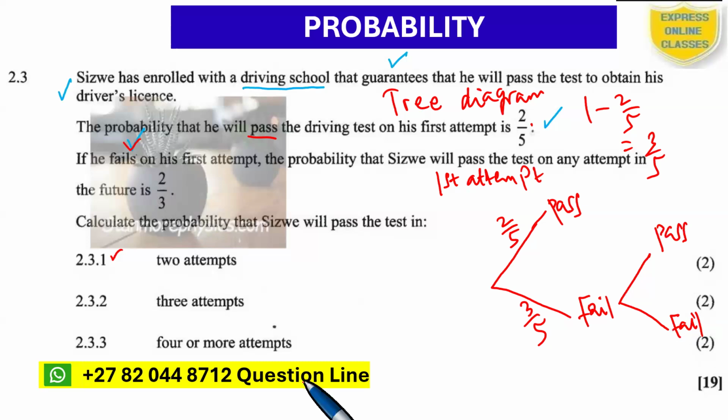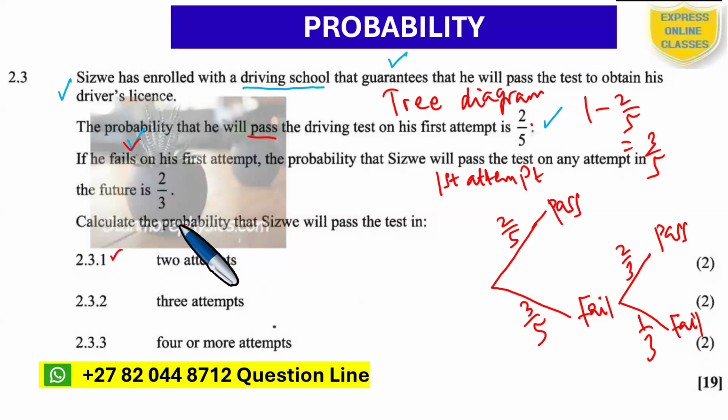If he fails on his first attempt, the probability that Sizwe will pass the test in the future, a pass, is 2/3, which means a fail is 1/3, because when you add these things, you must get 1. Right, so we continue.